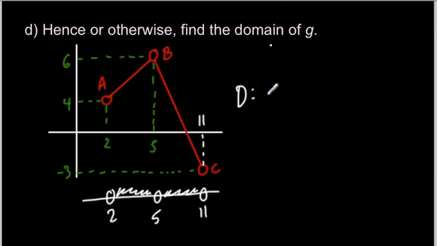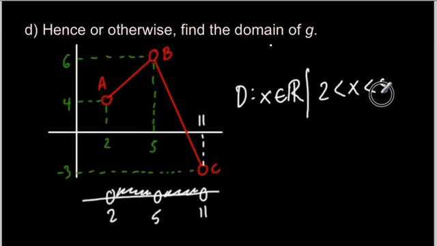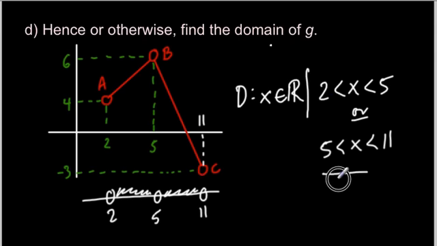So the domain, right, you would write x is an element of the reals, and what you would say is it's from 2, not including 2, all the way to 5, or from 5 to 11. So x is in between 2 and 5, or x is in between 5 and 11. So what this means is x is right in the middle of 2 and 5, and here x is right in the middle of 5 and 11. And that's how you do that.